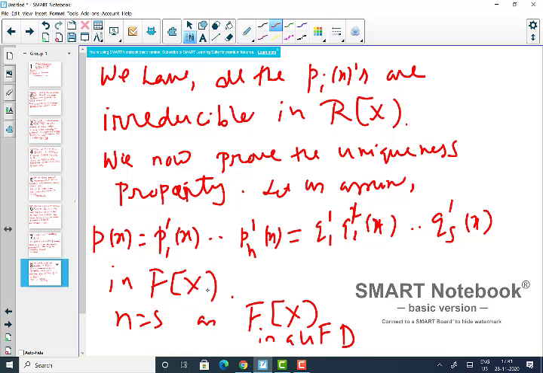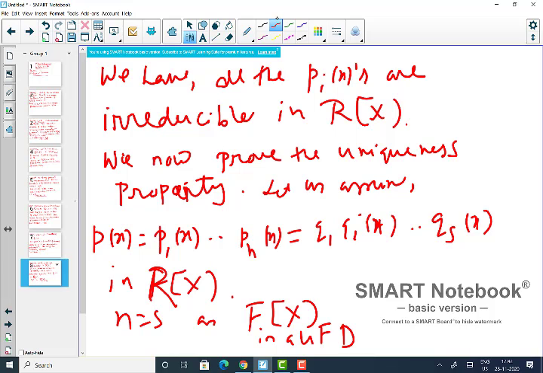Maybe I can write R[x] also, no problem, because if I choose them in R[x], then they are in F[x] also, and F[x] is a UFD, so they are the same. So let us choose the factors in R[x] only. Maybe I don't need the bar here.